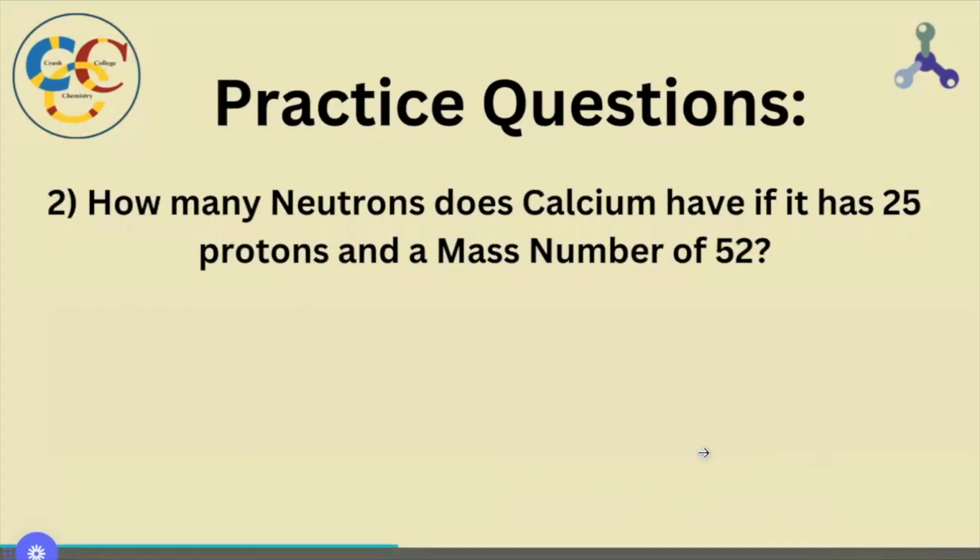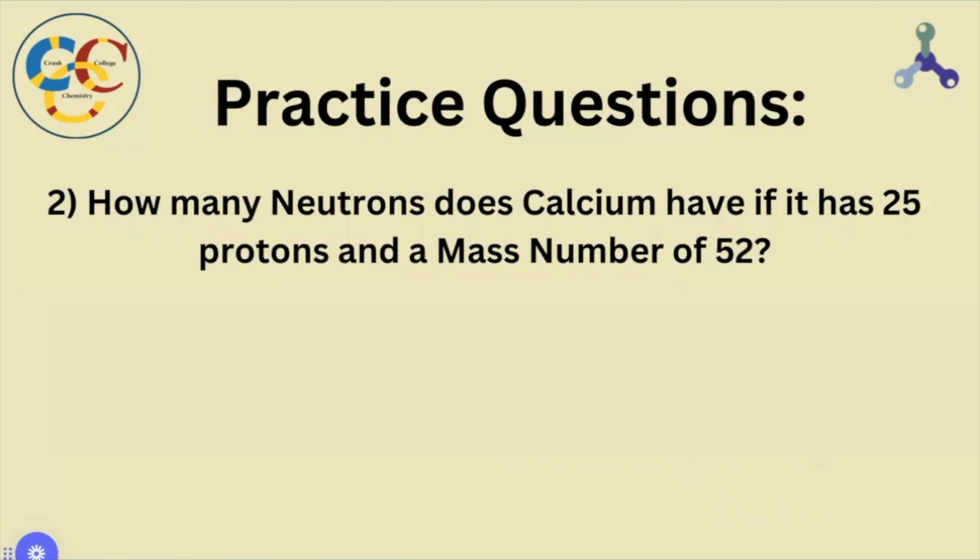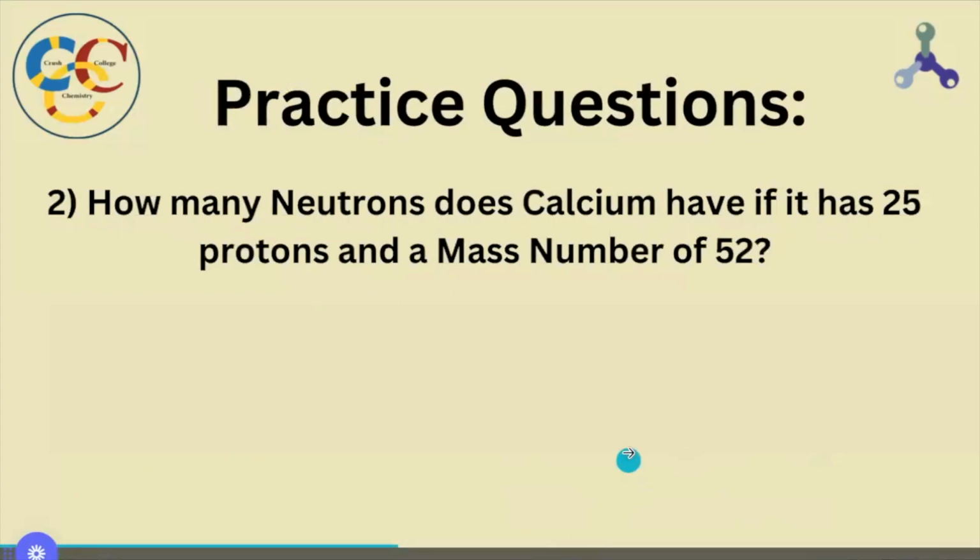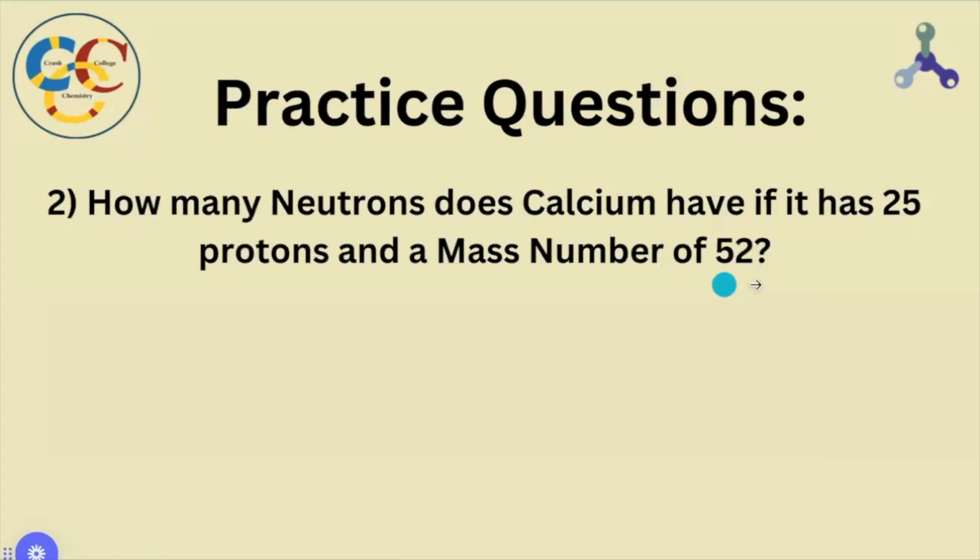How many neutrons does calcium have if it has 25 protons and a mass number of 52? Often our first instinct is to use the fact that the mass number is simply the number of protons plus the number of neutrons, and here's our mass number right here, and they tell us the number of protons, so wouldn't it just be 52 minus 25, and that would give us 27?